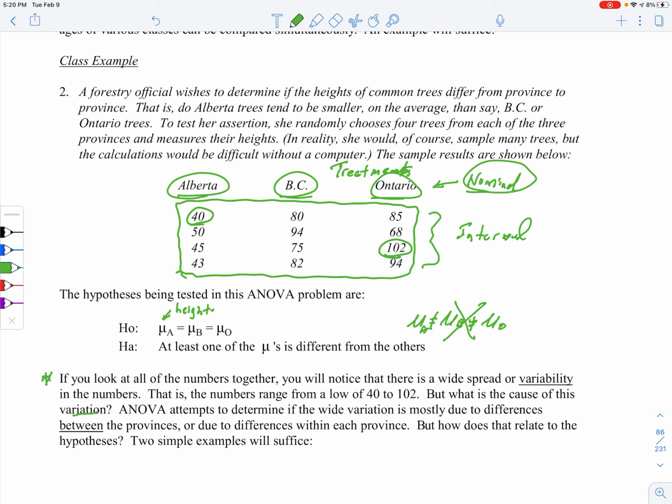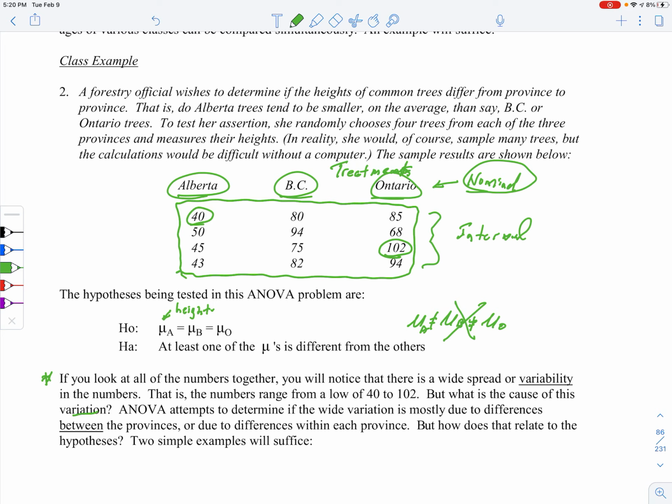So what's the cause of the variation here? Is it because there's wide variation between the provinces, or is it that there are big differences or variation within the provinces? Let's take a look at that a little bit further.